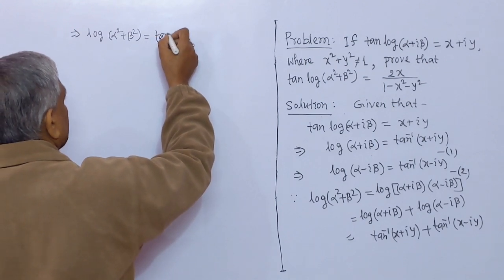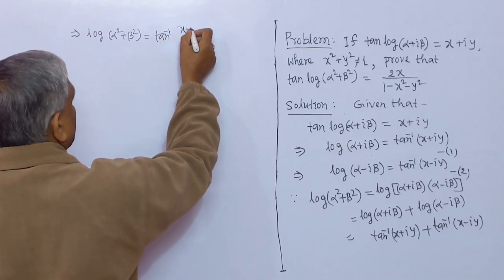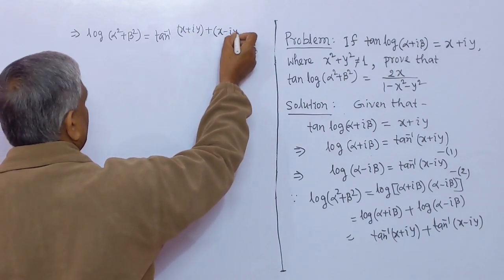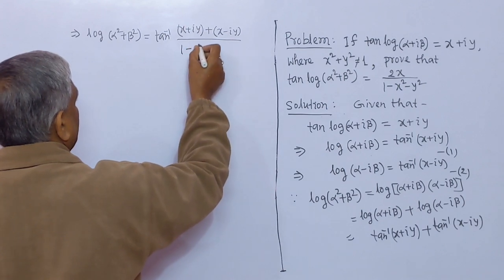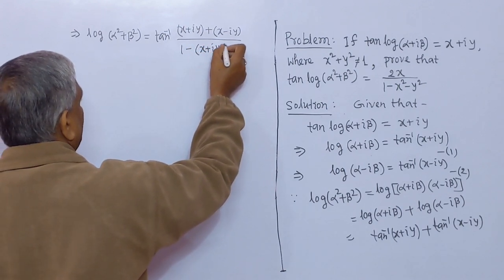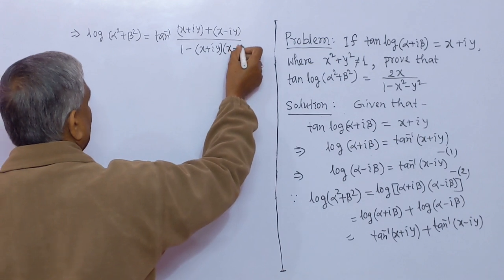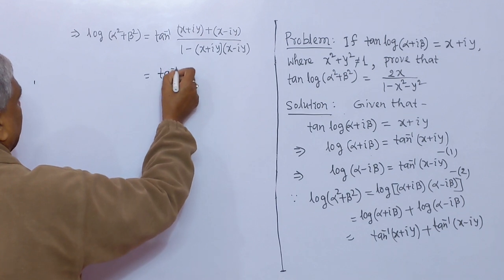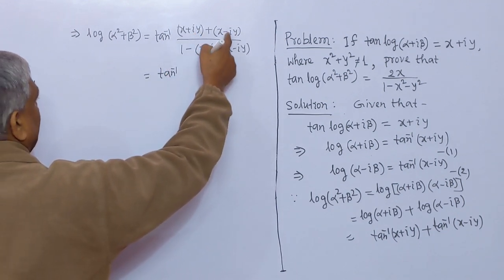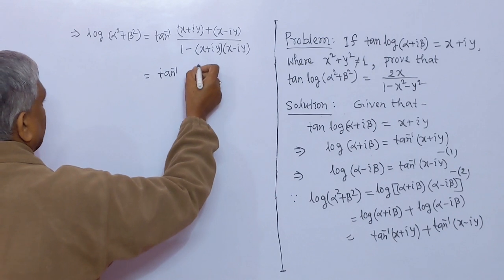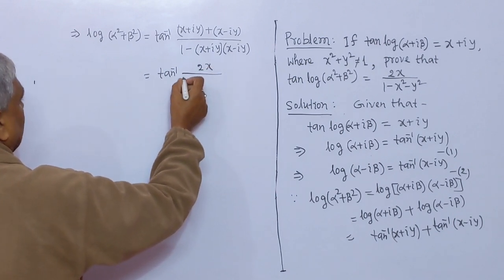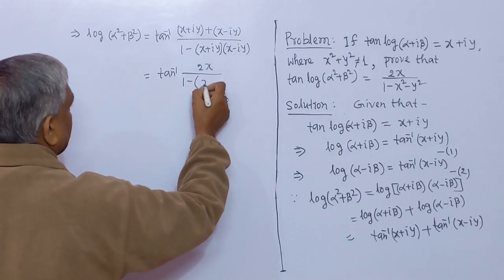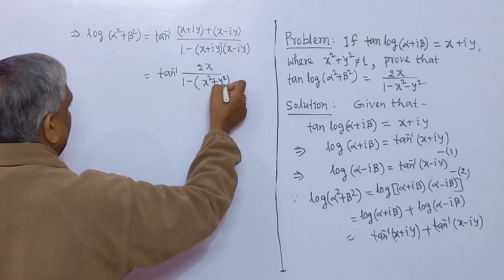This is tan⁻¹ of first (x + iy) + (x − iy) by 1 − (x + iy)(x − iy). This is equal to tan⁻¹ of iy plus iy minus cancel, remains 2x, by 1 − (x + iy)(x − iy), which is x² + y².